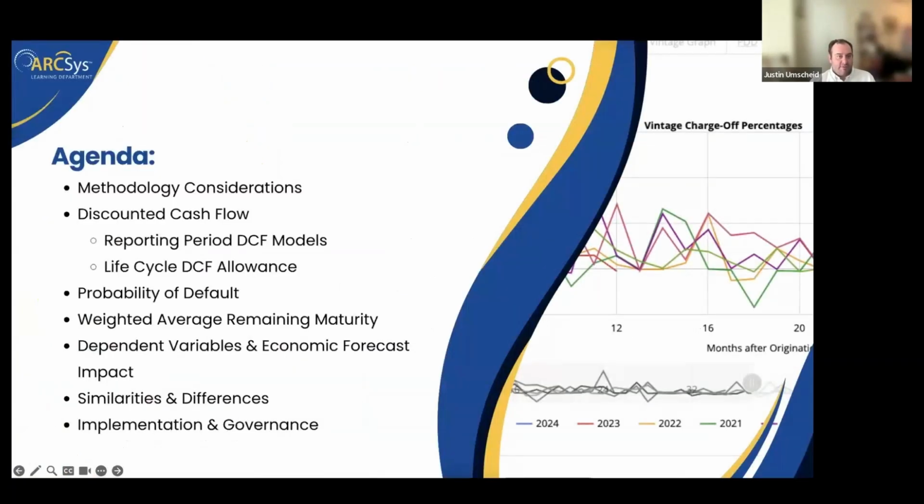So first, to start off, we're going to talk about considering methodologies, how to go through that process of determining which model or methodology may be the right approach for any given loan pool. We're going to focus on discounted cash flow models. We're going to look at those in both the reporting period context and that life cycle or vintage context. We're going to discuss probability of default models, the weighted average remaining maturity or WARM model.